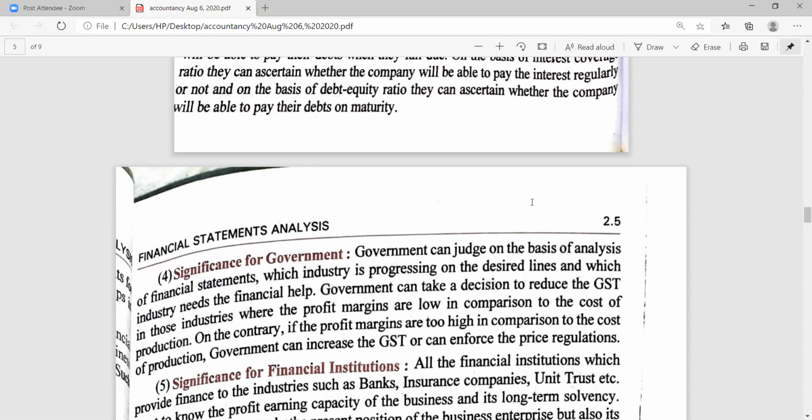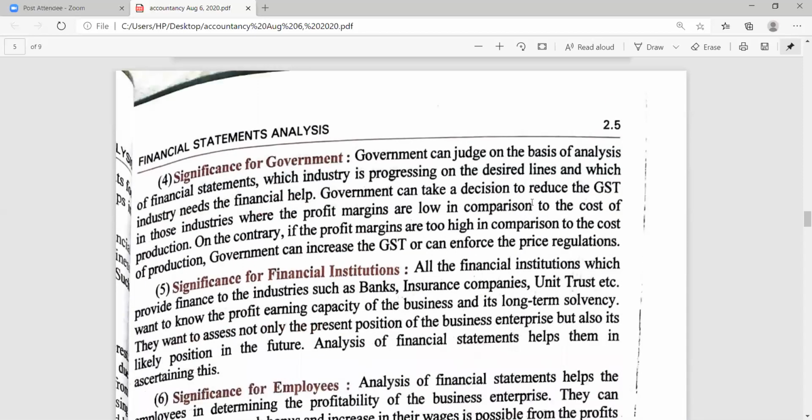Now, the significance for financial institutions. Financial institutions, those that provide finance to industries, that are the banks, insurance companies, unit trusts, etc., want to know the profit earning capacity of the business and its long-term solvency. They want to assess not only the present position of the business enterprise, but also its likely position in the future. And financial statements help them in ascertaining this. So financial institutions also find significance in the financial statement analysis of a company.